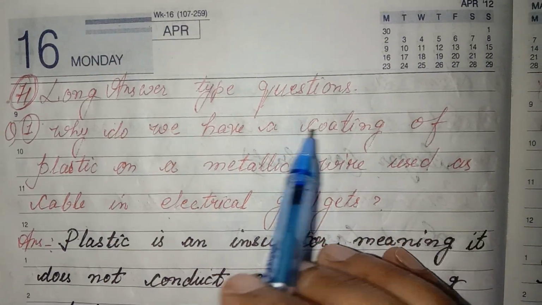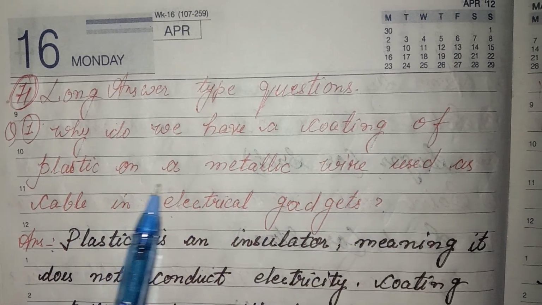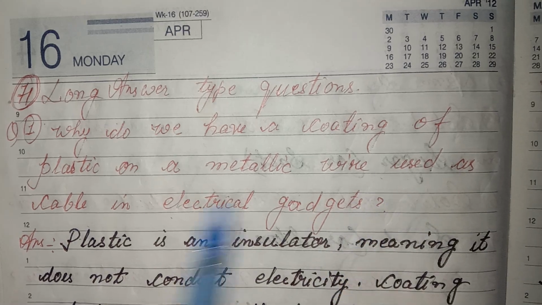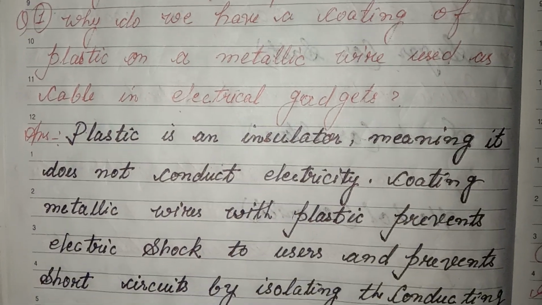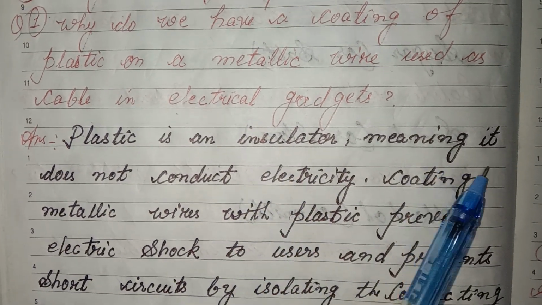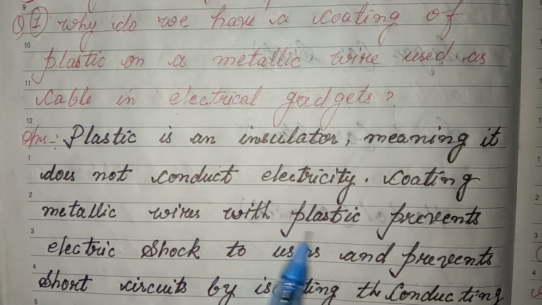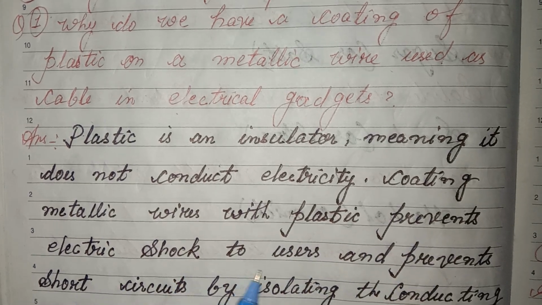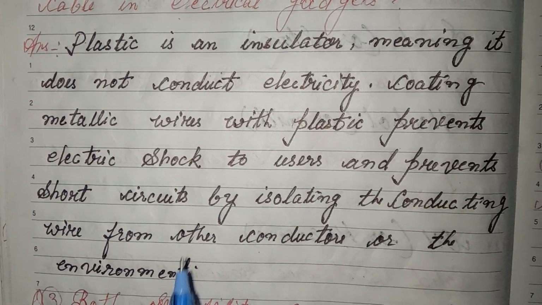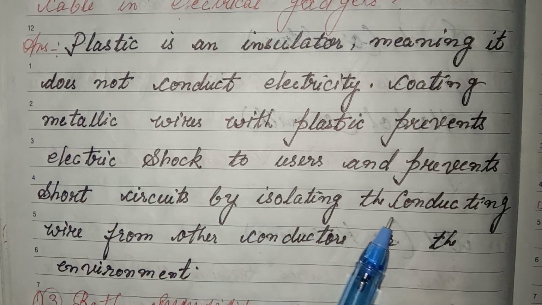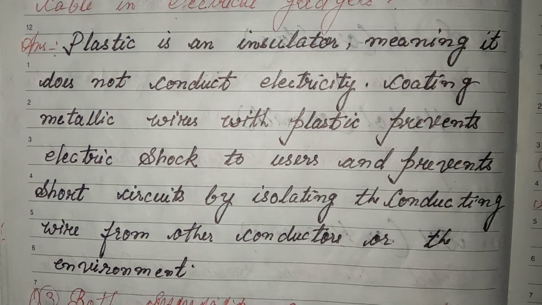Long answer type questions. First, why do we have a coating of plastic on a metallic wire used as cable in electrical gadgets? Answer: plastic is an insulator, meaning it does not conduct electricity. Coating metallic wires with plastic prevents electric shock to users and prevents short circuits by isolating the conducting wire from other conductors or the environment.